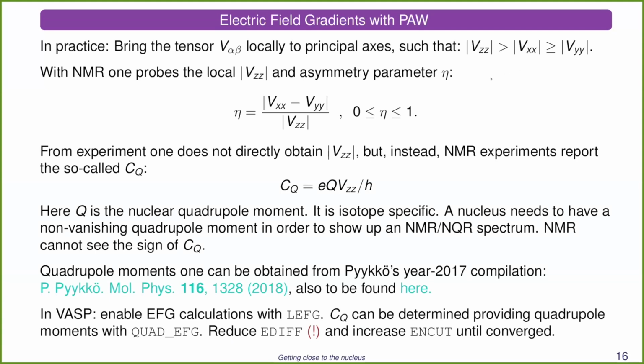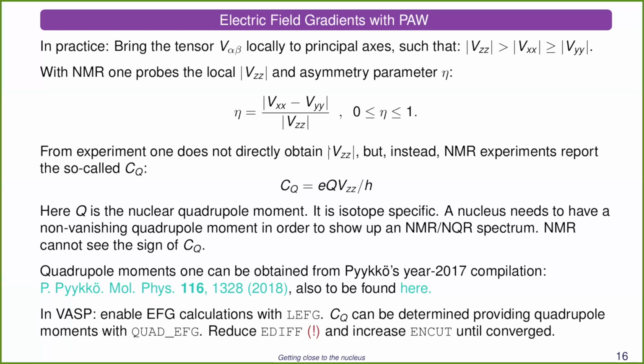And then when you do an NMR experiment, you see VZZ, and you see something which is called the asymmetry parameter, which is the difference between the other 2 components divided by VZZ. Because this one is the biggest in absolute terms, this asymmetry parameter is always smaller than 1. You can calculate it back a little bit to this stuff. Only in NMR, you cannot see the sign of this. So that is a little drawback.